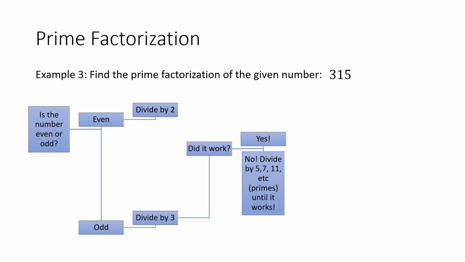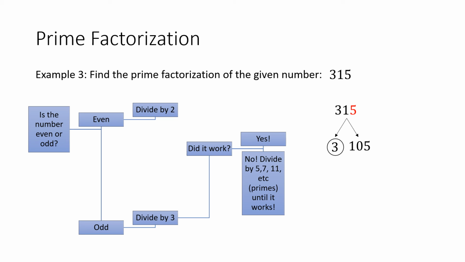Okay, let's look at example 3, which is our last example. Let's find the prime factorization of 315. The first step of the process is to identify the last digit. The last digit is a 5, so that means that it's odd. And so we're going to divide by 3 first to see if it works. When you do that, 315 divided by 3 is 105, so it does work. So 3 is our first prime.